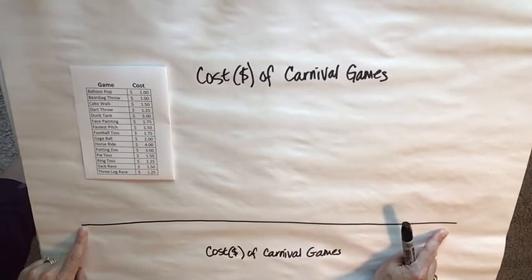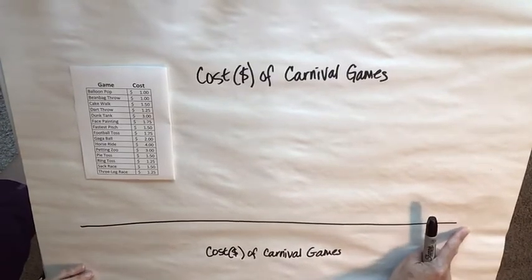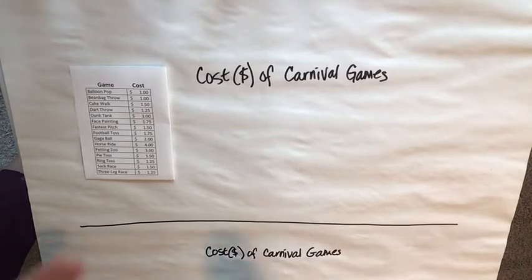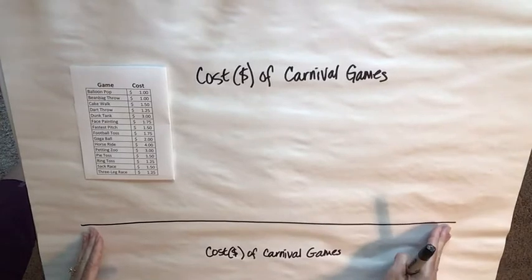Could we have prices that were less than $1? We could, but we don't. And we could have things that cost more than $4. But in this data, that's all we need to show. So that's what our beginning and ending numbers will be.